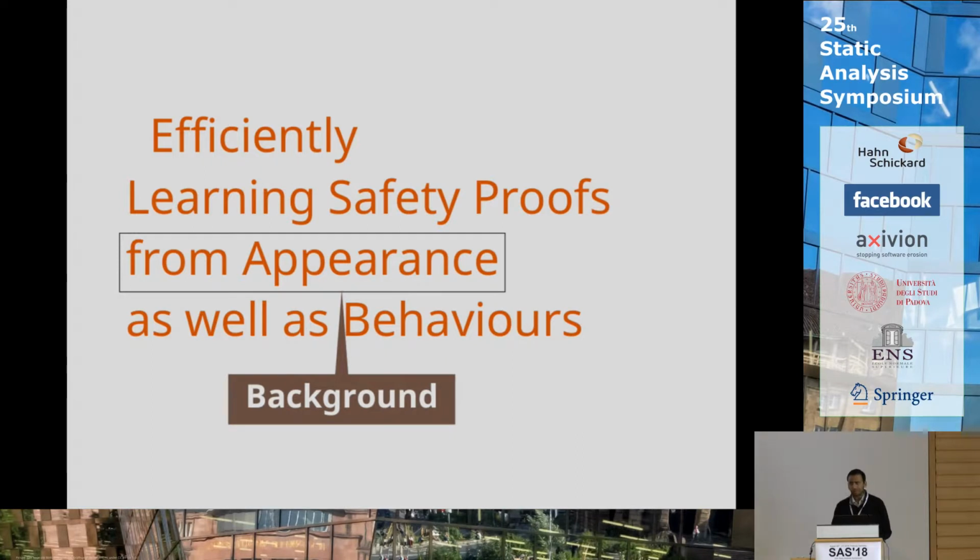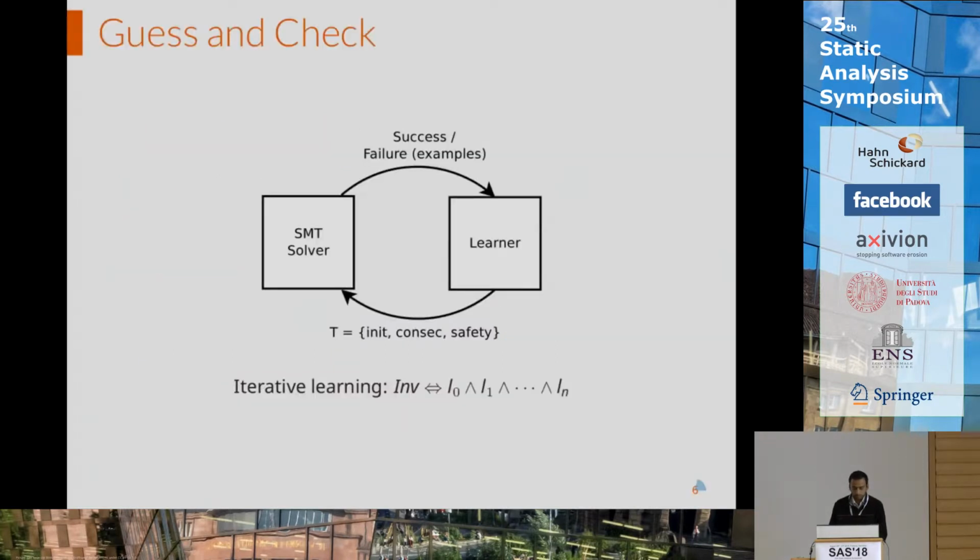There are numerous techniques, as you all may know. We are looking at whether we can get these invariants from appearance as well as behaviors. Let us look at what we mean by appearance as well as behavior. I'll start with appearance. We work in a guess and check framework. In yesterday's talk, we saw a guess and check framework in a different setting. In this case, say we have 2 modules, a learner and an SMT solver.